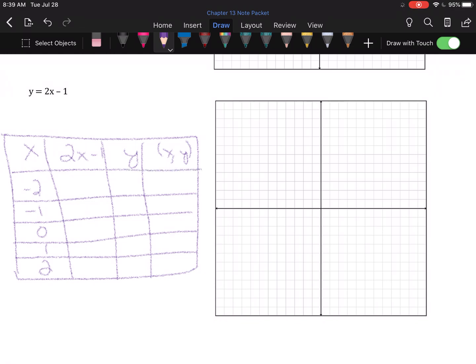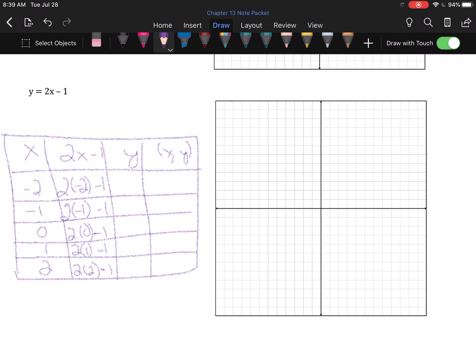Now, this time when I replace x, it's going to become -2 times -2 minus 1. So we have to show multiplication without using the letter x. Remember, I like to use parentheses to do this. So in the second box, I'll have -2 times -1 minus 1. -2 times 0 minus 1. -2 times 1 minus 1. And -2 times 2 minus 1.